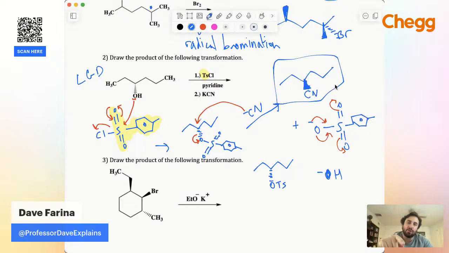So we did SN2 on an alcohol. Right, we did SN2 on an alcohol, which you wouldn't be able to do. You have to do this leaving group derivative method here.